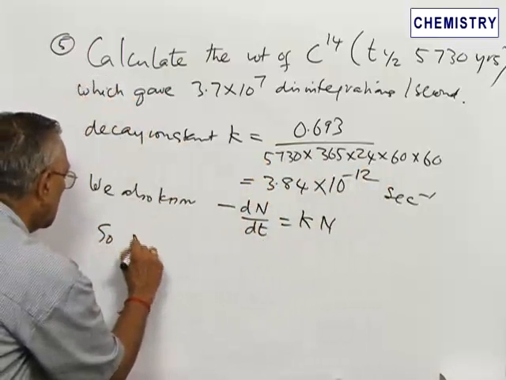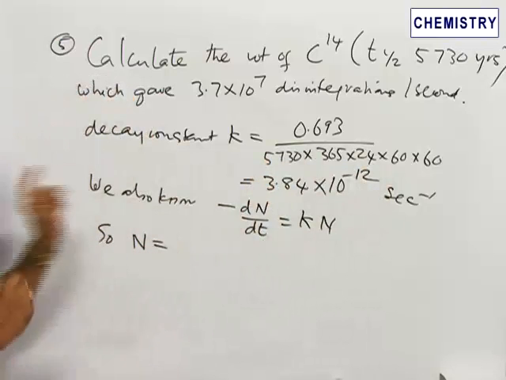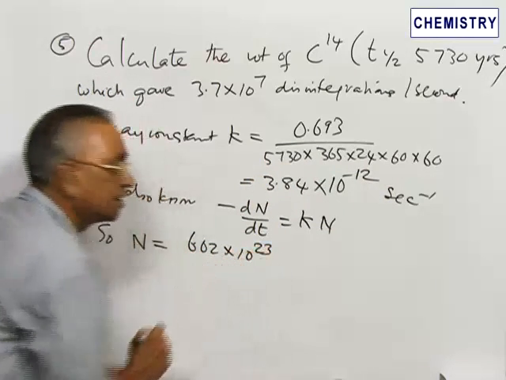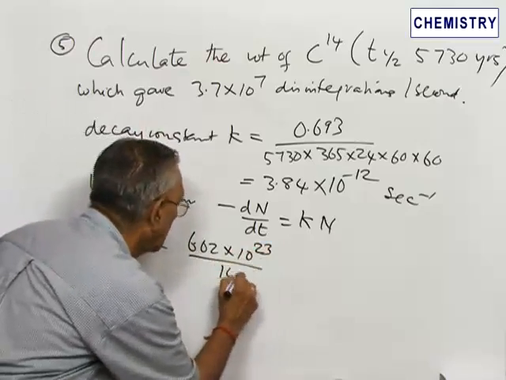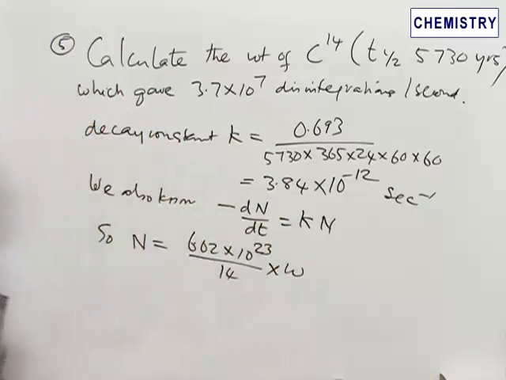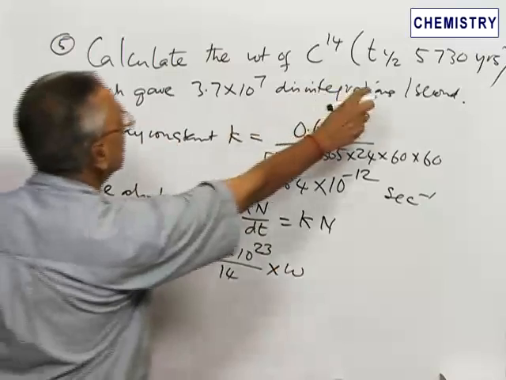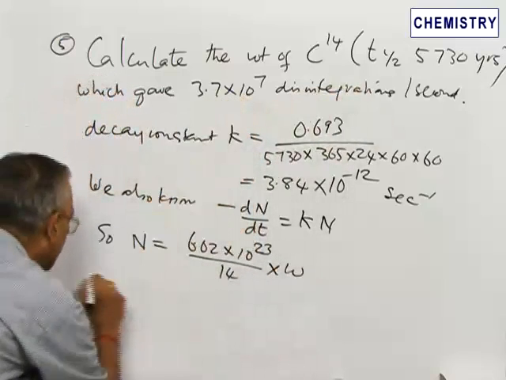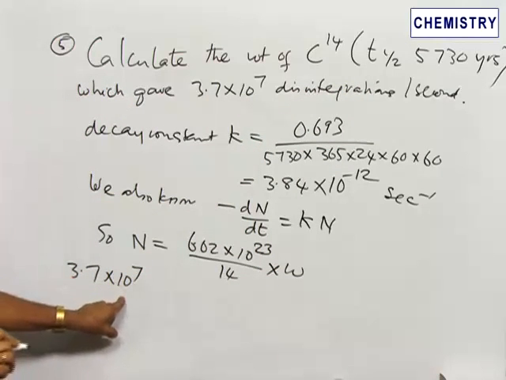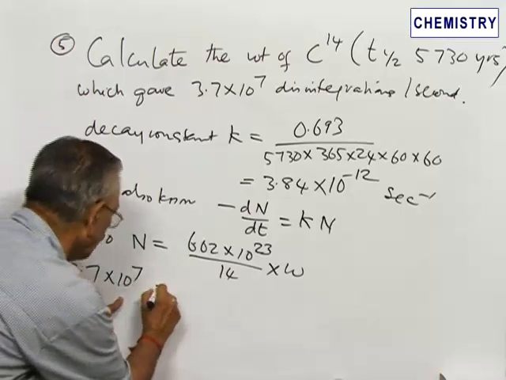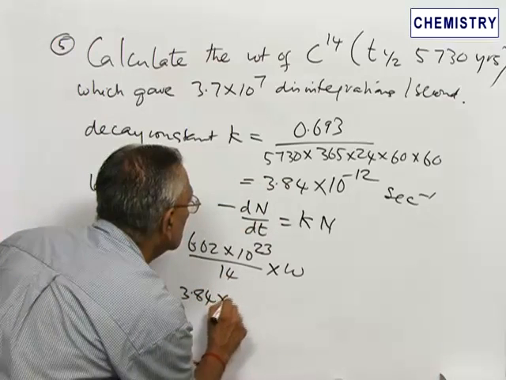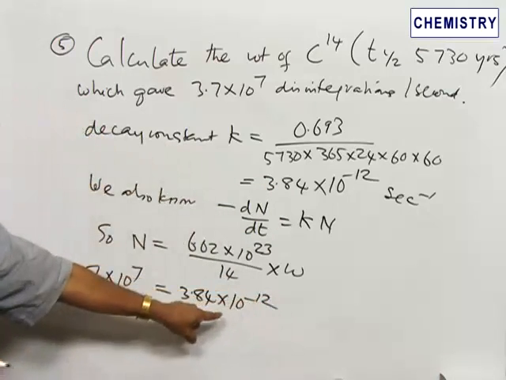So, N, the number of particles that are present, will be given by the Avogadro number, 6.02 into 10 to the power of 23, divided by 14, this is actually the weight of carbon 14, into W. Now, we also know this value is given. The number of disintegrations per second, which is 3.7 into 10 to the power of 7 disintegrations per second, is equal to K, that is 3.84 into 10 to the power of minus 12. This has to be used.